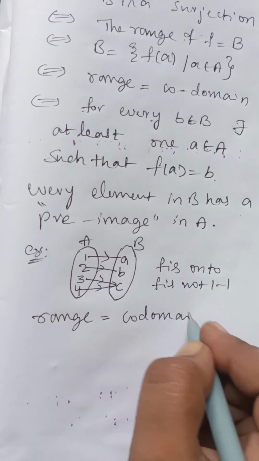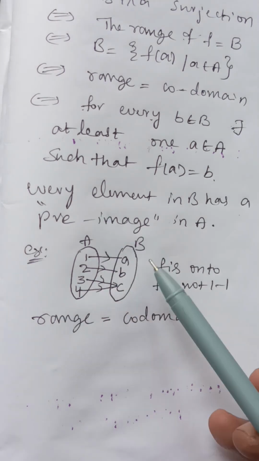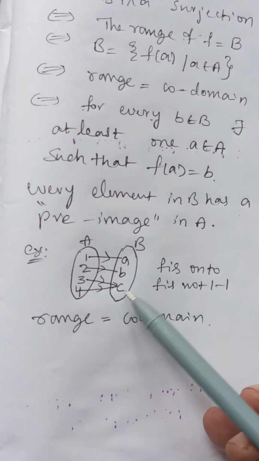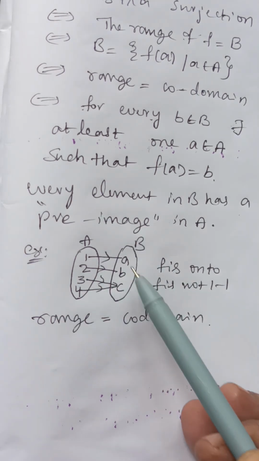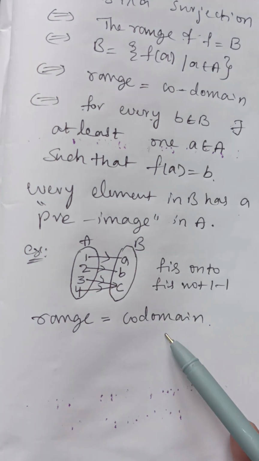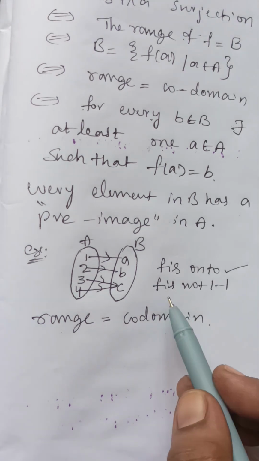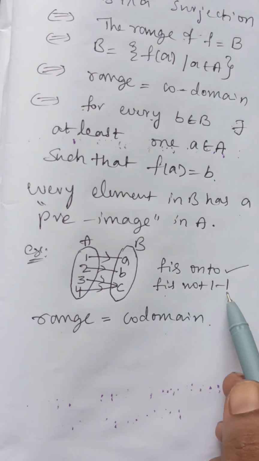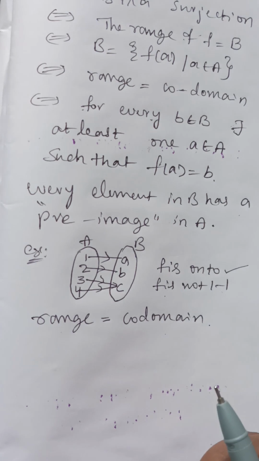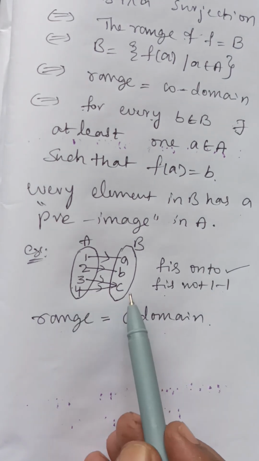The reason is range equal to codomain. Every element in the second set B has a pre-image. So each and every element is mapped from the first set. Range equal to codomain. So this is onto. f is onto.